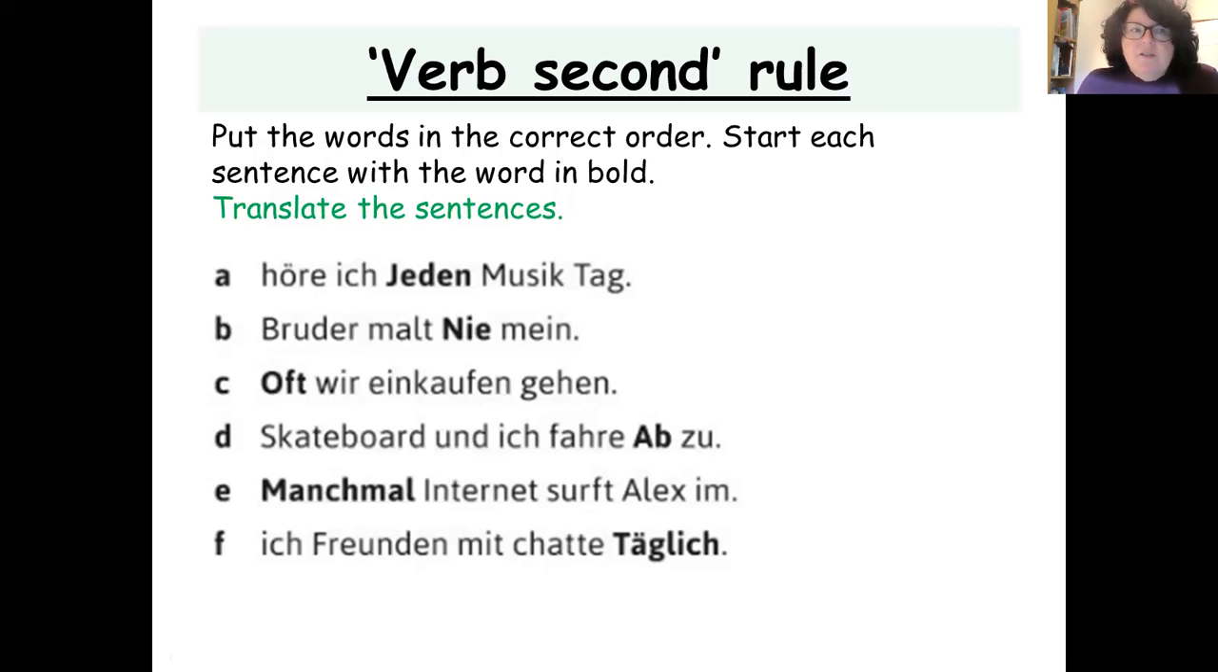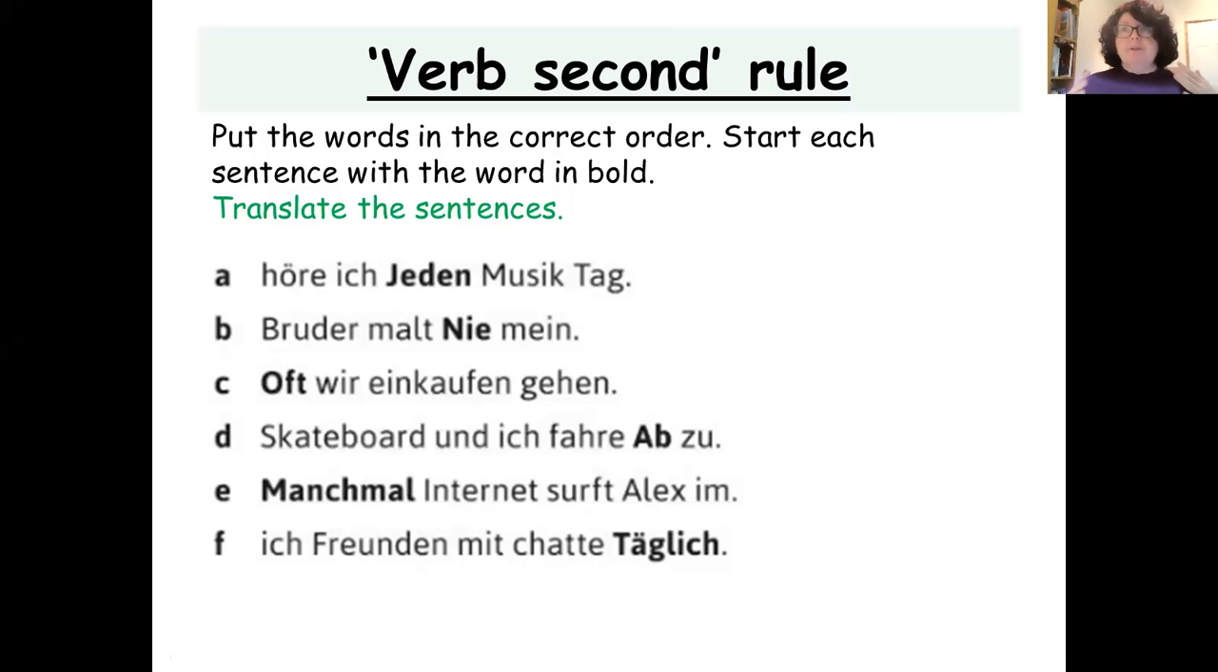Okay, so wir werden jetzt verb second rule machen. So let's revise the verb second rule. What is the verb second rule? Can you remember? Just to even say it out loud here. What is the verb second rule about? So yeah, the verb second rule is that the verb is always second in the sentence. So ich spiele Tennis, I play tennis. So spiele, the verb is second.